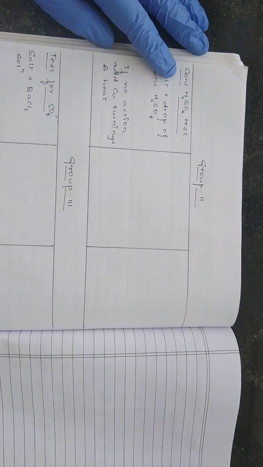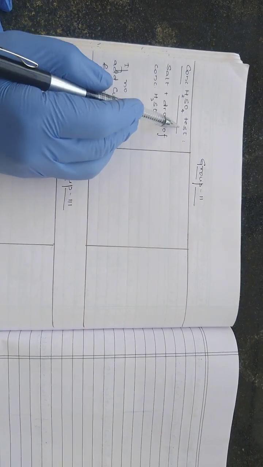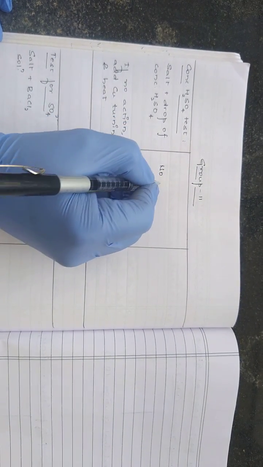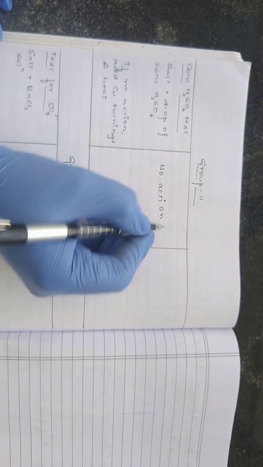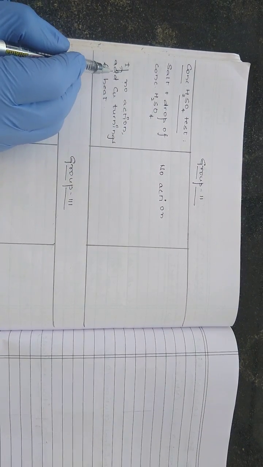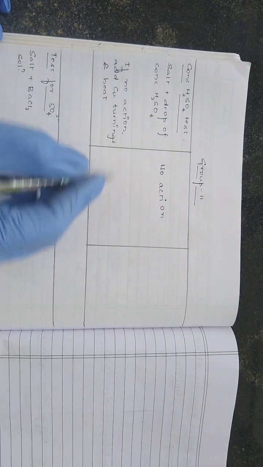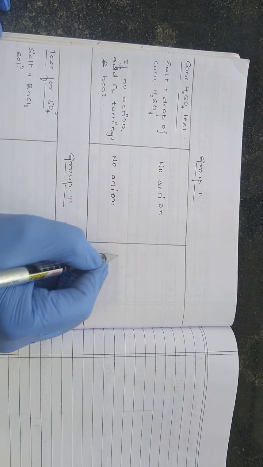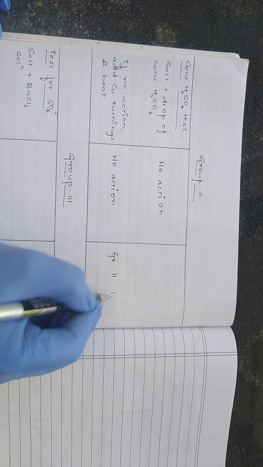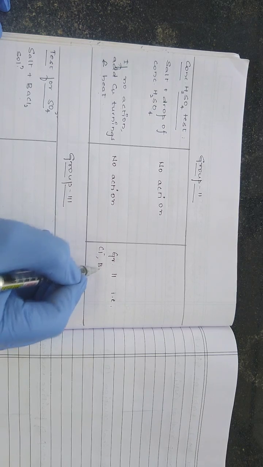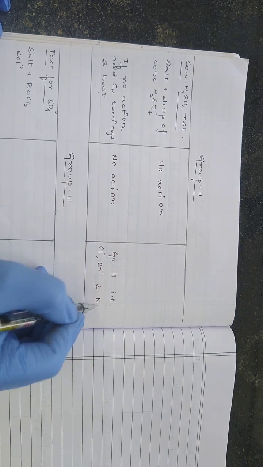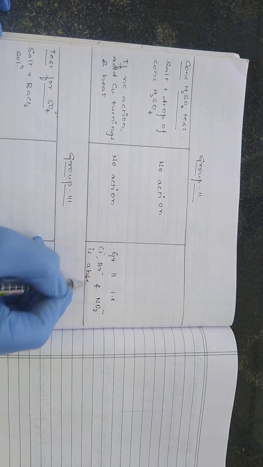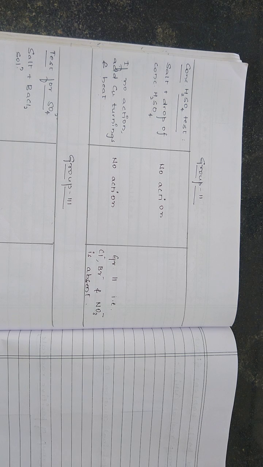So we have performed the test for group 2, that is the concentrated H2SO4 test, salt plus a drop of concentrated sulfuric acid. We got no action. If no action, add copper turnings and heat, which we have already done. Even after that we are getting no action. So the inference is group 2, that is chloride, bromide and nitrate, is absent.